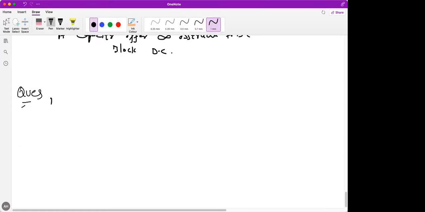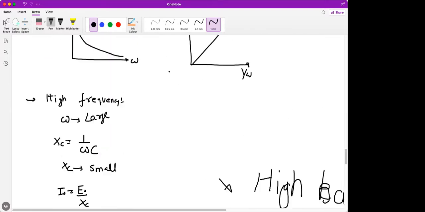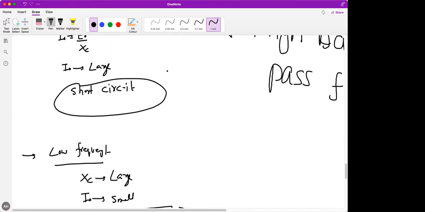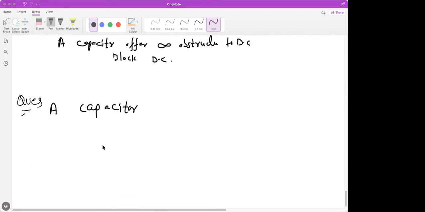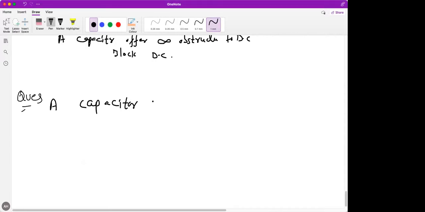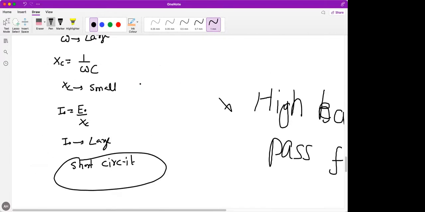So you have a capacitor. Sir, what was that? Low band pass filter, yes. Low band pass filter means it allows low frequency to pass through it. Inductor was low band pass filter. Low frequency. I didn't write the low frequency part. Okay.